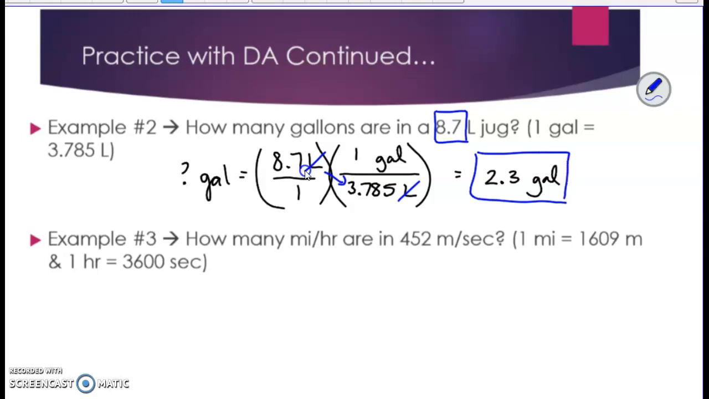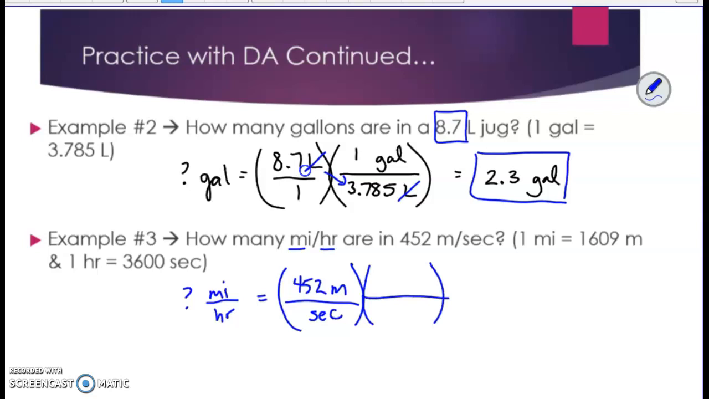Let's look at the next example. It's a little more challenging. Now we're looking at 2 unit conversions, so we're going to need 2 conversion factors. Let's go ahead and set this up. So I'm looking for miles per hour, and I'm given 452 meters per second. It's very important that you separate out these units.